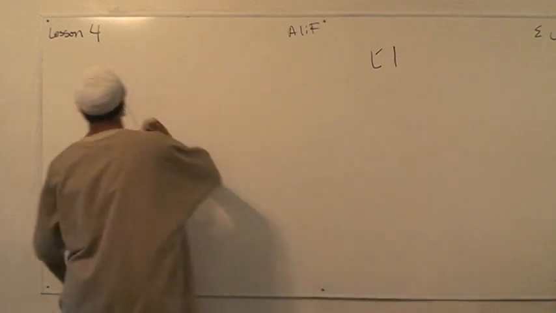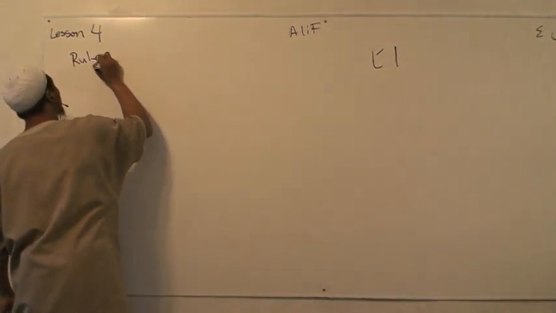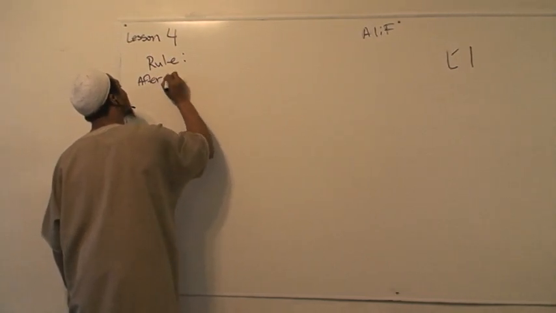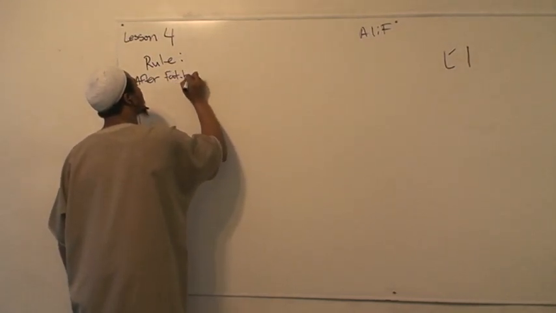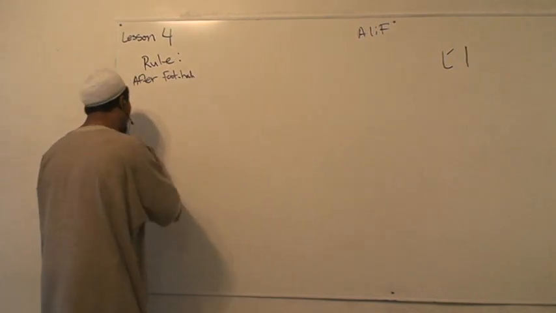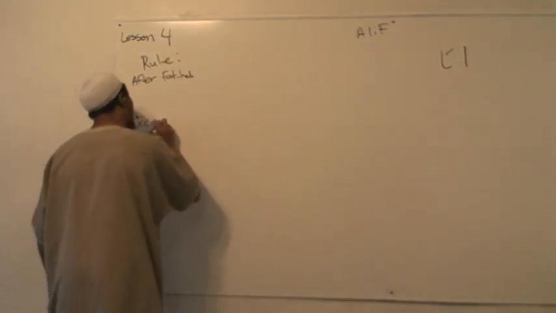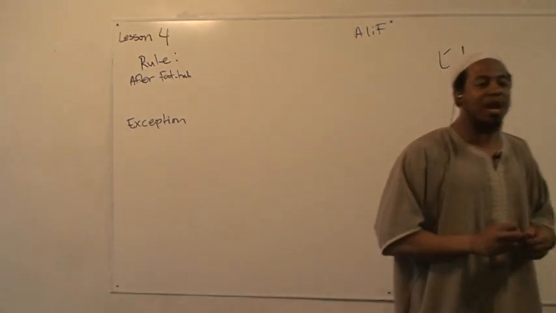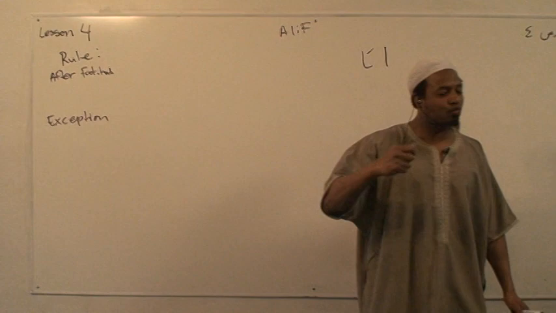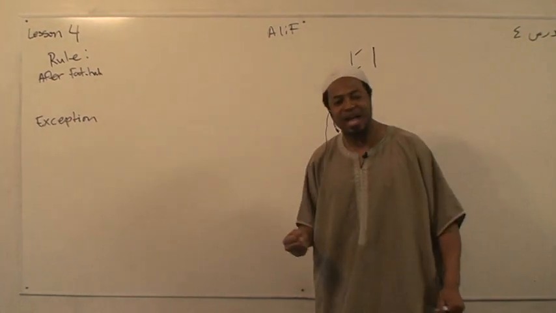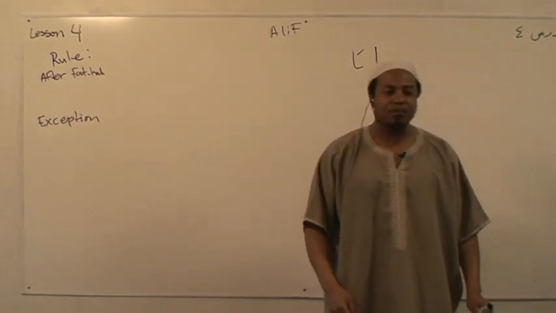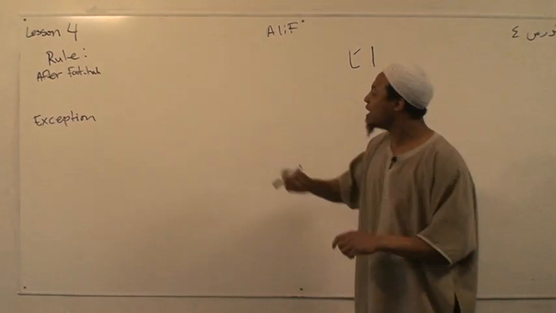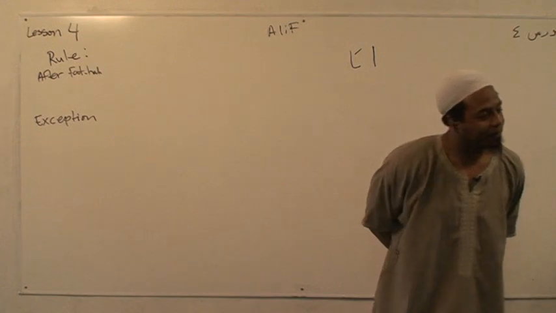Now, what I'm teaching you is a rule. The rule is, it always comes after what? Fatha. Okay? That's the rule. The exception, I will teach you some other time. There's always some exception. But I want you to know the rule. And I want the rule to be so strong in your mind. When you look in the Quran, you will not find, very rarely, the alif coming except after a what?